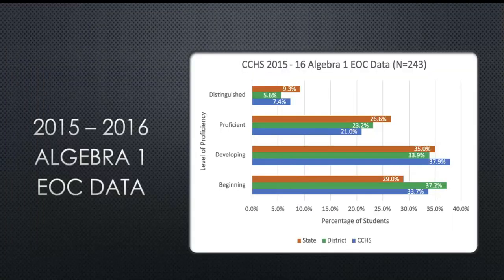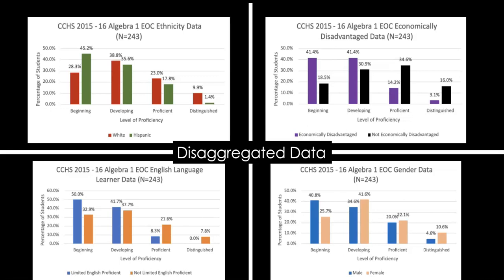Here we have the 2015-2016 Algebra 1 EOC data. Here it's broken down between the state, district, and of course the school. Coal Creek is the blue bar, the district is the green bar, and then the state is the rust or orangish colored bar. Here I have the data broken down into different subgroups.